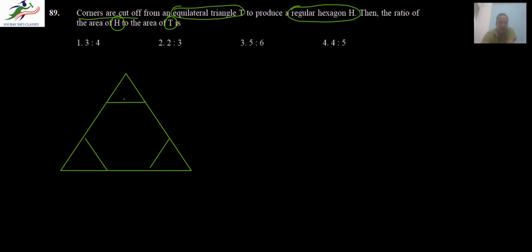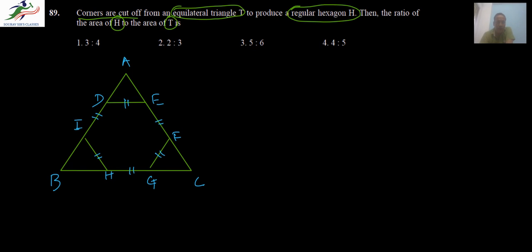the sides, so let's name the points A, B, C for the triangle, and D, E, F, G, H and I be the vertices of the regular hexagon. So DE is equal to EF is equal to FG is equal to HG is equal to HI is equal to DI. So these are the sides of a regular hexagon, so all of them are equal.